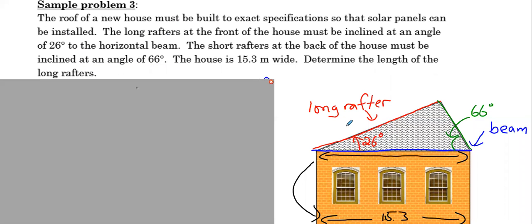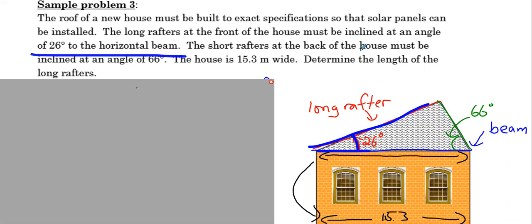Okay, so the horizontal beam is right there. This is the roof at the top. You notice it's a triangular shape. And the rafters are basically the beams that are used to create the shape of the roof itself, right? So the long rafters at the front of the house, so apparently this is the front of the house, must be inclined at an angle of 26 degrees of the horizontal beam. So that's why this is 26. So the long rafter is 26 degrees from the horizontal.